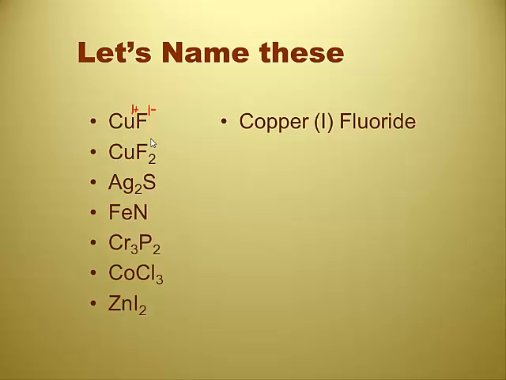Check this out though. Fluorine, I think I can work the math on this. Fluorine is a 1-, and there's 2 of them, so it's a -2. But I still only get 1 copper.